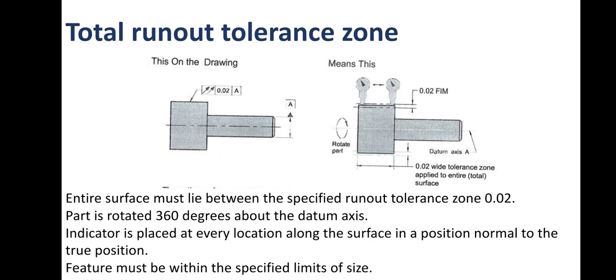The part is rotated 360 degrees about the datum axis, and the two indicators are placed at every location along the surface in a position normal to the true position. And again each feature, I mean the surface of the bigger diameter and the surface of the small diameter, which is a simulated datum feature, must be within the specified limits of size.